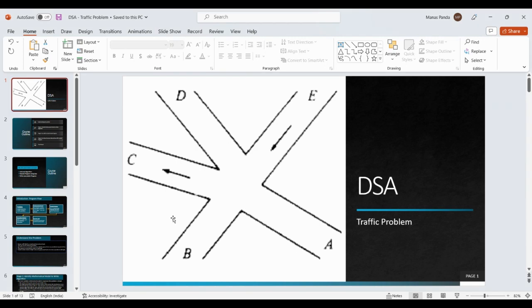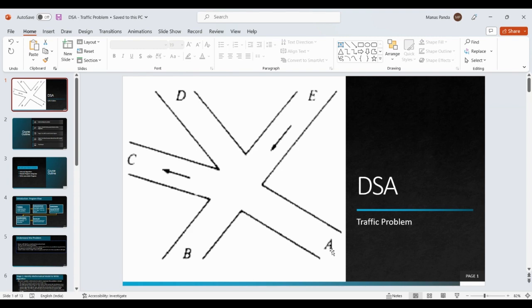Okay, so let us look at the traffic, how it looks. There are roads like A, B, C, D, E. These are the roads, and there is an intersection over here, and there is one way. E is one way, C is one way. So you can enter the traffic from E, and you can leave the traffic at C. This is how the complication of the traffic is.